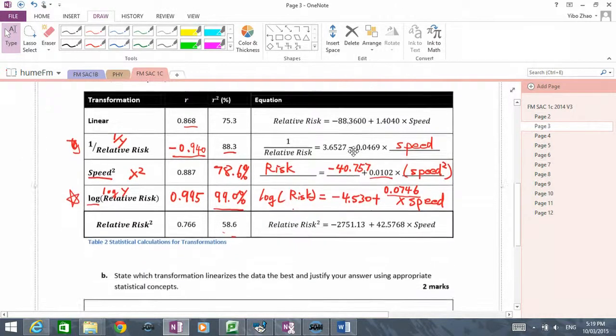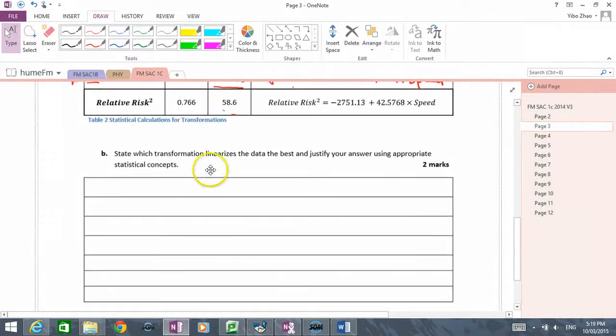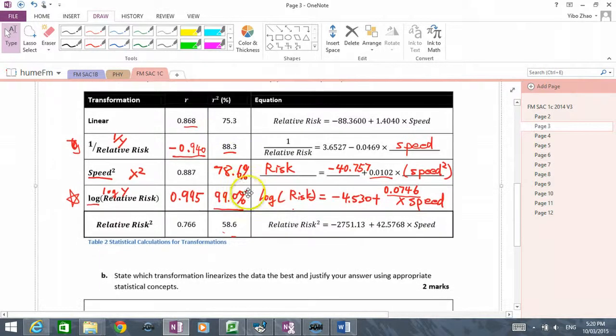Now, after completing this table, we need to do question 2b. It's a 2-mark question, and I need to state which transformation linearizes the data best and find my answer using appropriate stats.